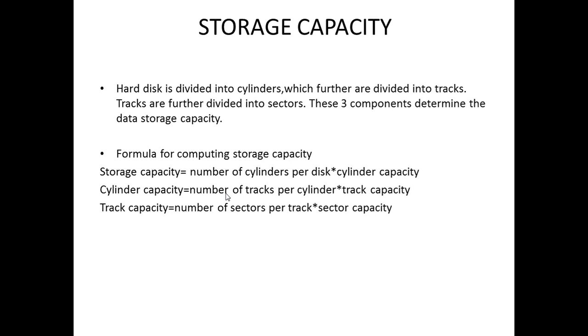The formula for computing storage capacity is shown here. Storage capacity is equal to number of cylinders per disk times cylinder capacity. Cylinder capacity is further calculated as number of tracks per cylinder times track capacity, and track capacity is further computed as number of sectors per track times sector capacity. So this moves like a hierarchy.